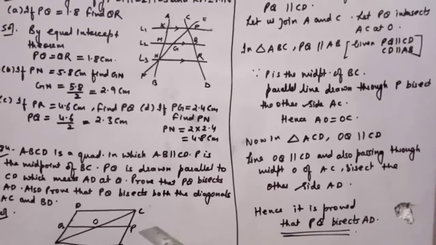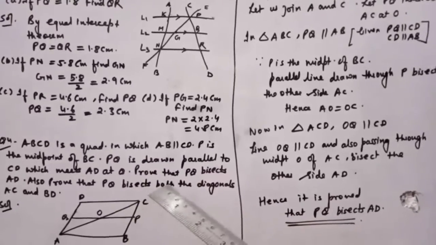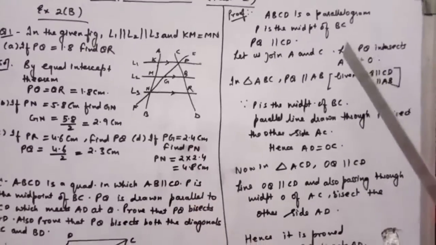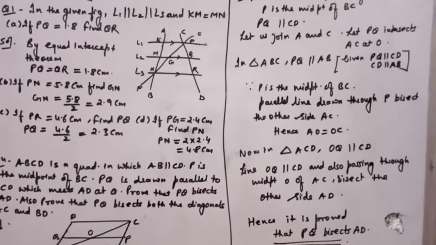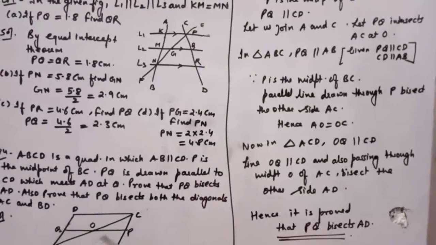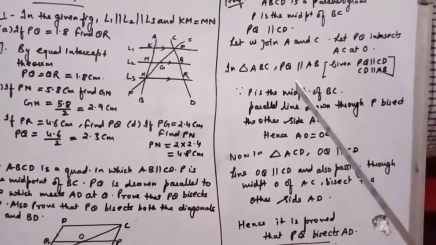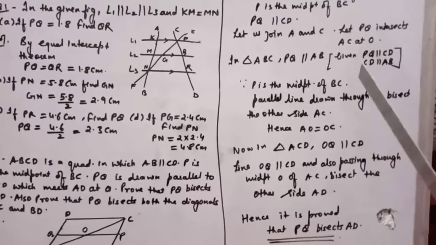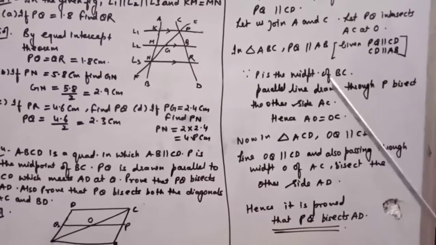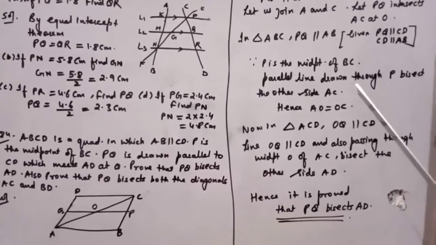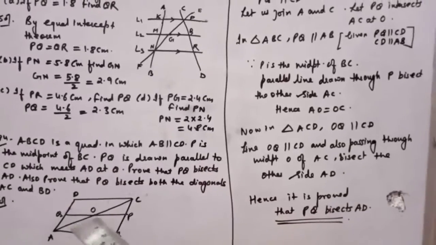So ABCD here, the quadrilateral which we have taken, is a parallelogram. ABCD is a parallelogram. AB is parallel to CD and also BC is parallel to AD. Since P is the midpoint of BC, therefore PQ is parallel to CD. Let us join this AC which cuts this PQ at point O. So we can say that in triangle ABC, PQ is parallel to AB because it is given that in a parallelogram both the sides are parallel to each other. Since P is the midpoint of BC, a parallel line drawn through P bisects the other side AC. Hence we can say that AO equal to OC.